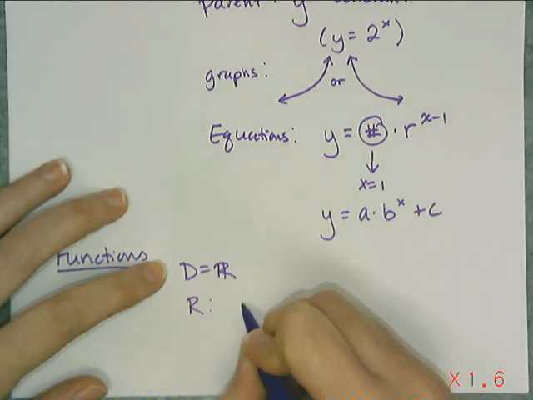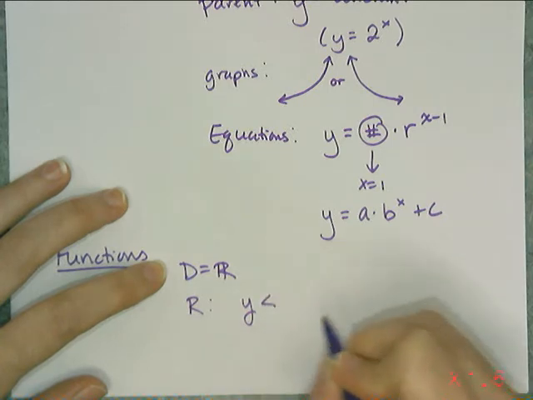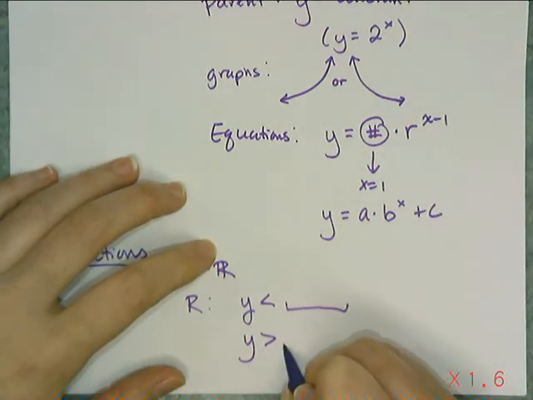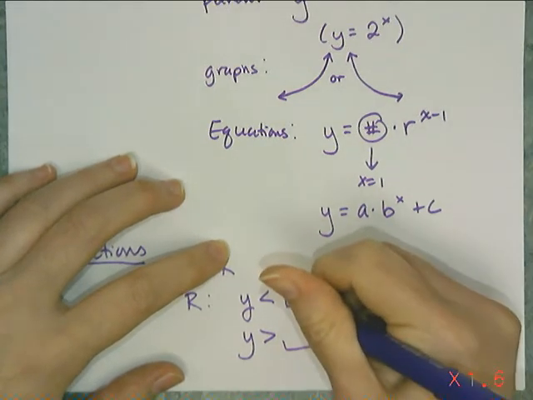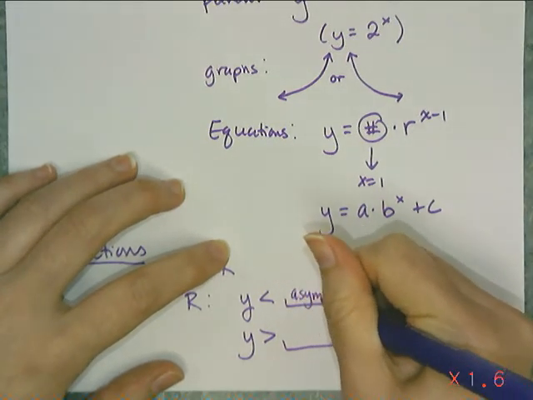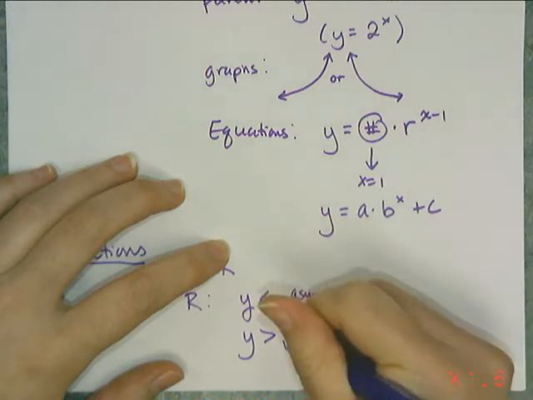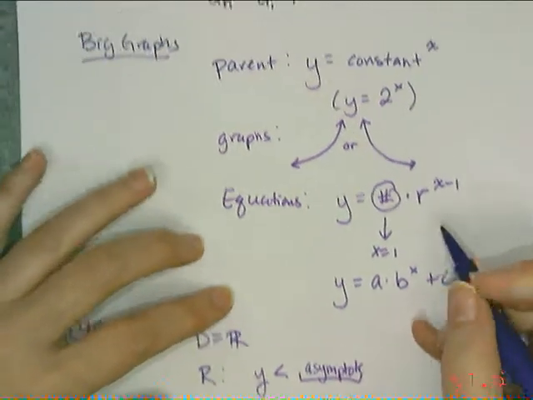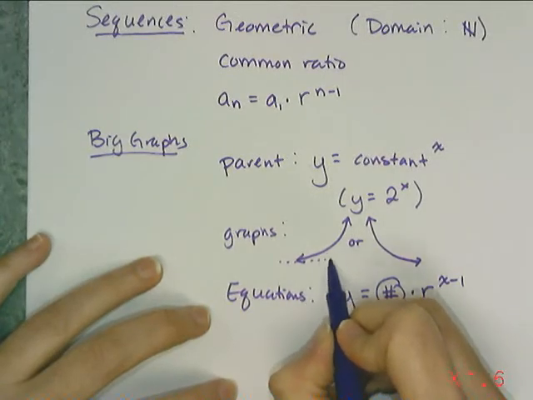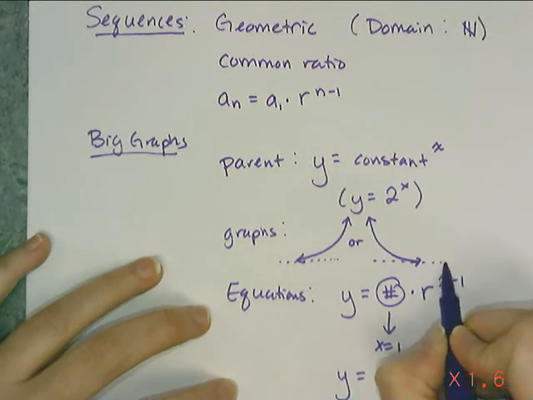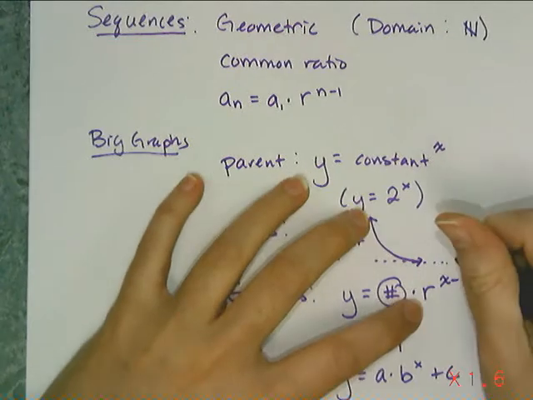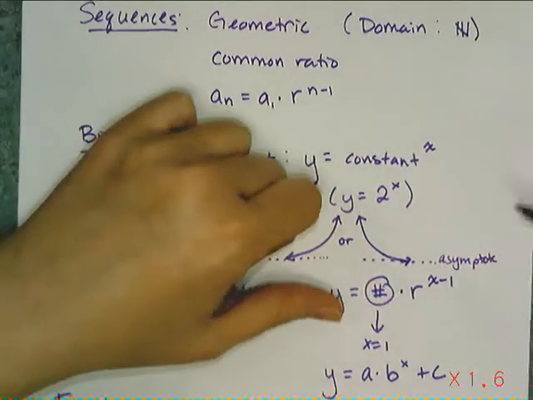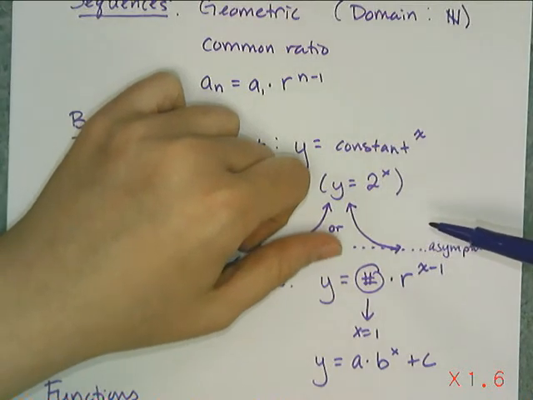The ranges were y is less than or y is greater than some number. And that number we talked about as being where the asymptote was on the graph. Because remember, these graphs have values at some point that approach some imaginary line, and we draw them in here. So they approach some imaginary line that we're going to call the asymptote, because remember, the asymptote is a line that a graph will get really, really close to but never cross over.